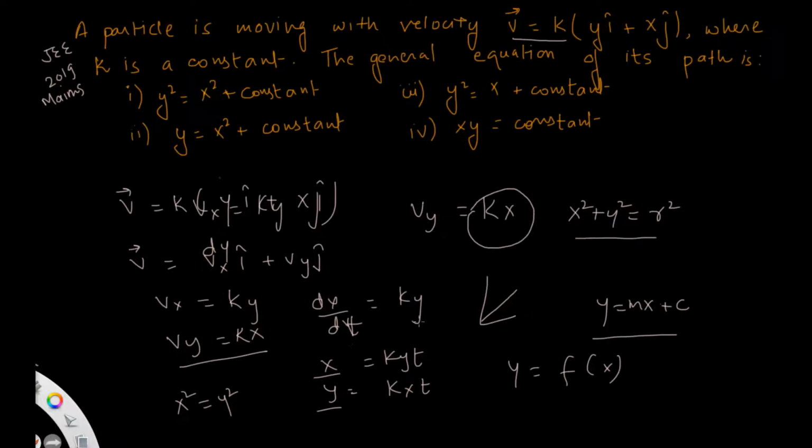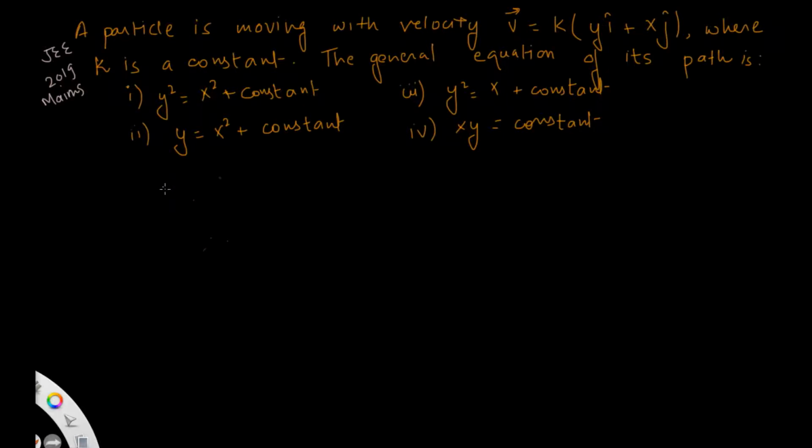As you notice, you integrated dx by dt equals ky. How did you do it? dx equals ky dt, then you integrated them. Here you considered y to be nothing but a constant, that's why you simply took it out. If y is a constant, that might or might not be the case. It can be, but we are not so sure. So we have to consider it just like a variable.